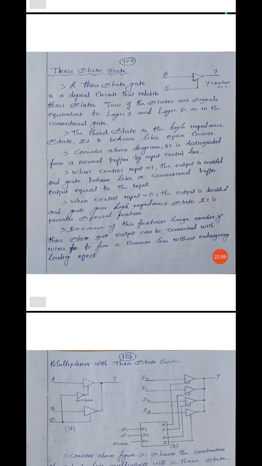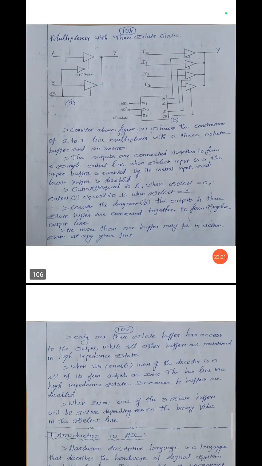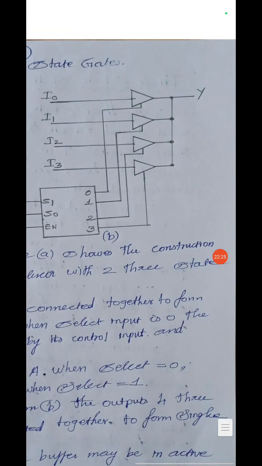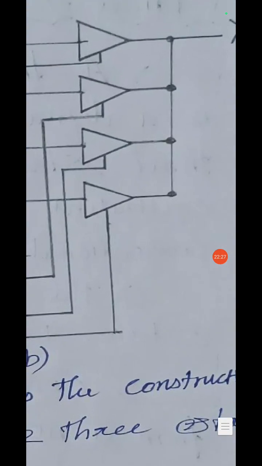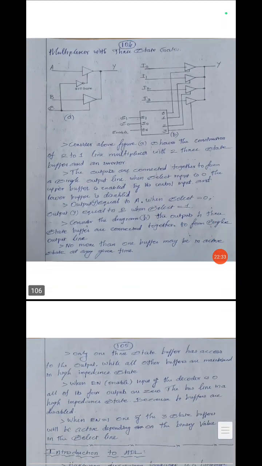Then 3 state gate or tri-state gate is an important 1 mark question. So set, reset and high impedance state. This is a 3 state gate. Okay, multiplexer with a 3 state gate. In a 3 state gate we can make a short circuit in the output. Okay, we can make a short circuit, but in a multiplexer or other gates we cannot do that. So the 3 state logic is very much used in logical circuits.